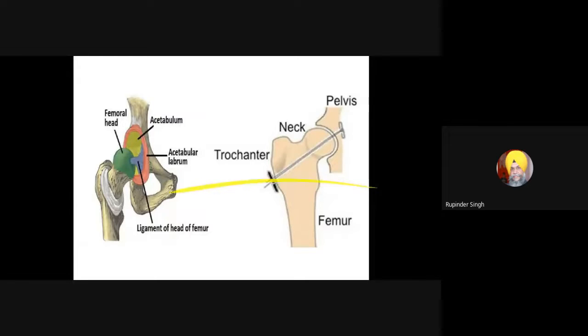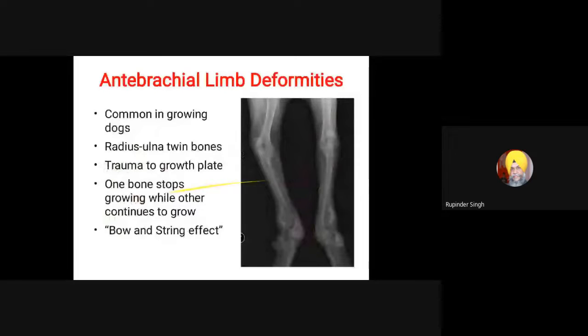Then another area where we can use 3D printing is in these developmental deformities. These are in four-legged dogs.